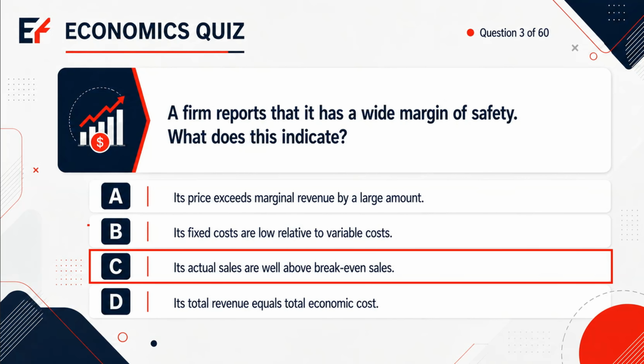Option B is incorrect because the measure focuses on sales relative to break-even sales, not the mix of fixed and variable costs. Option D is incorrect because total revenue equaling total economic cost describes an economic break-even position.